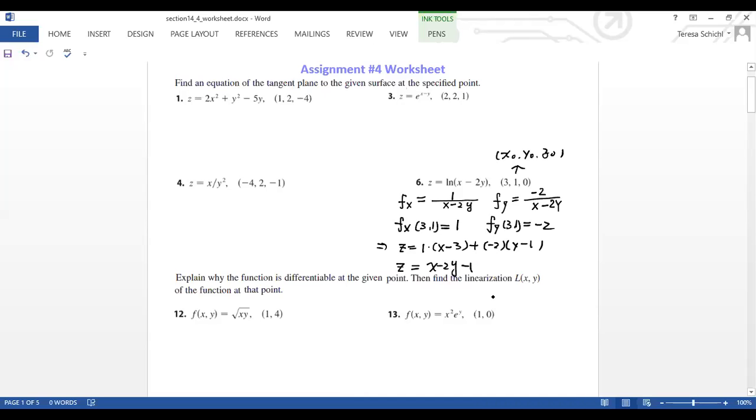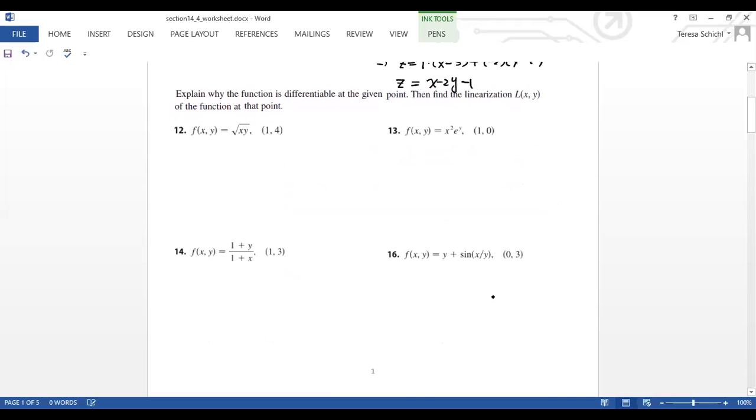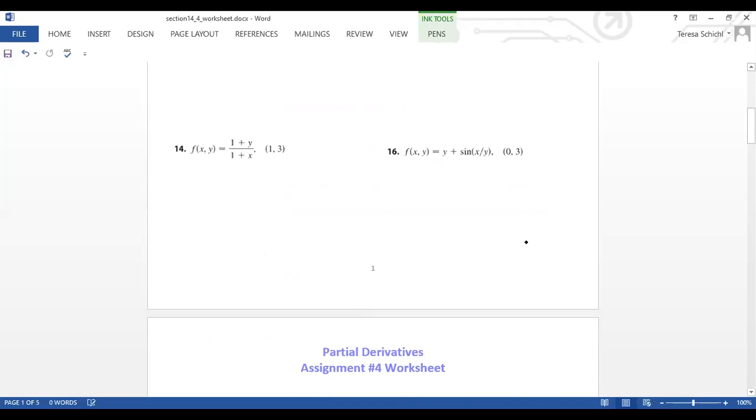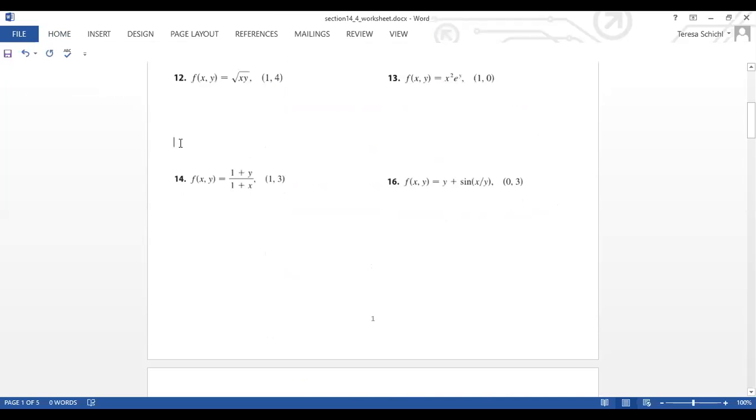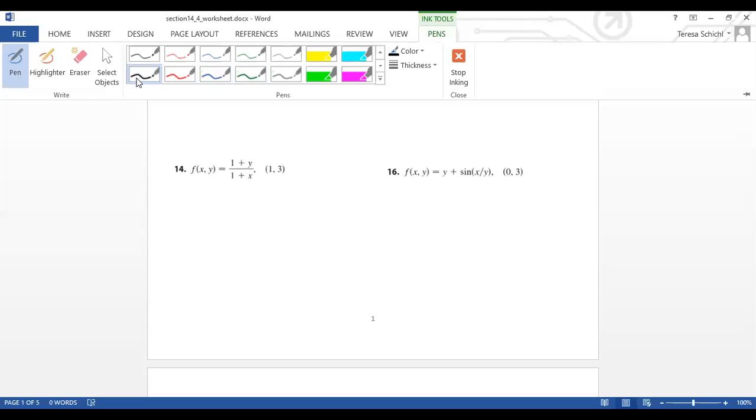The next step is, they said to explain why the function is differentiable at the given point, then find the linear approximation for the function. Let me give a little bit more space here so we can work on that. Now we're going to work on number 16.